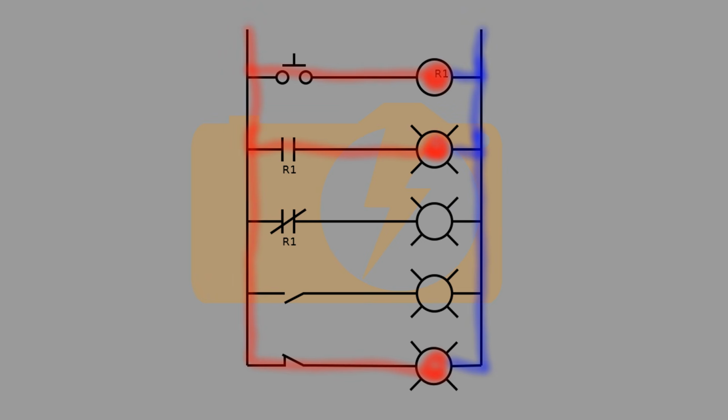This closes the normally open contact R1 on the second rung and opens the normally closed contacts on rung 3. This causes the second light to turn on. The normally open contacts related to a coil can be thought of as a non-inverting output. When the coil is activated, the normally open contacts will become closed.